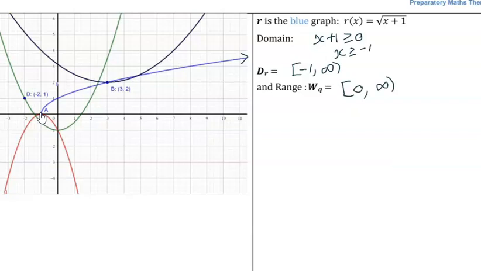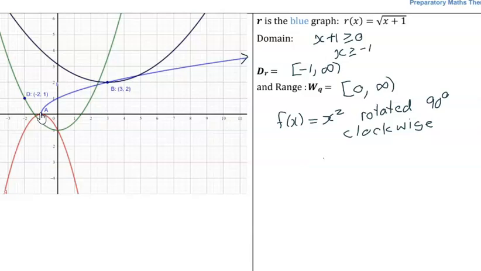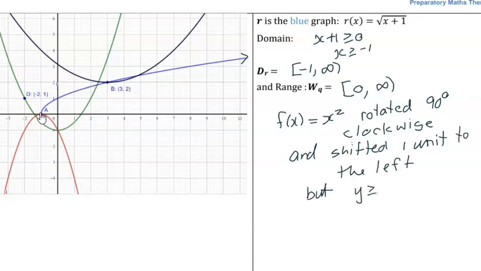I don't have anything more to write here. So in effect, I can also say it is f of x equal to x squared rotated 90 degrees clockwise and shifted 1 unit to the left. But y is greater or equal to 0, so we do not take the bottom part. If we want to do a description of r, that will be close.